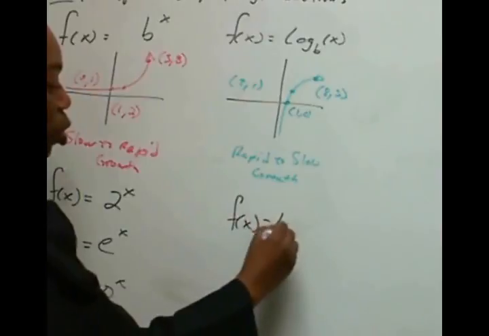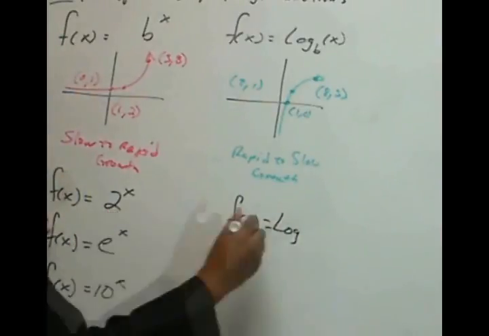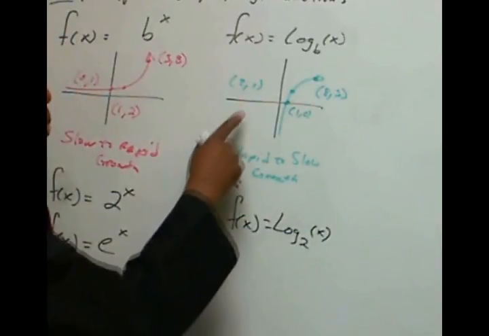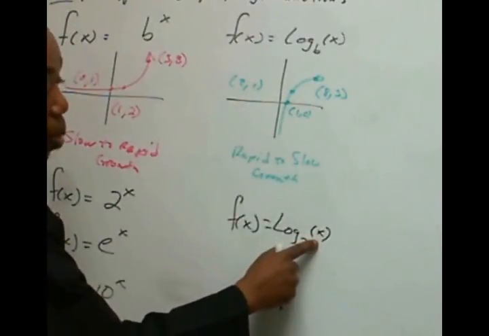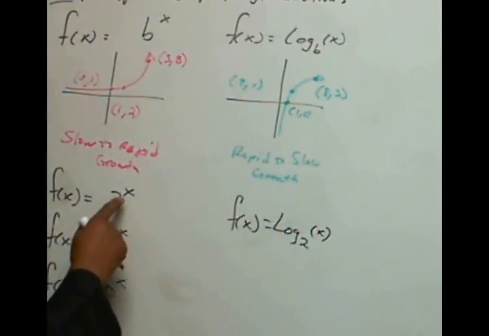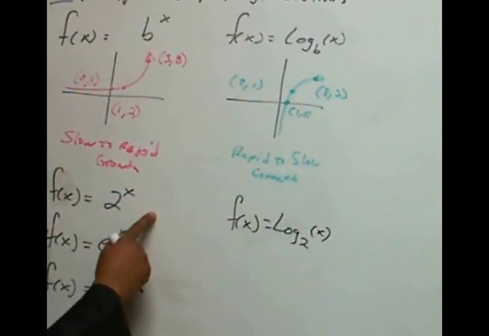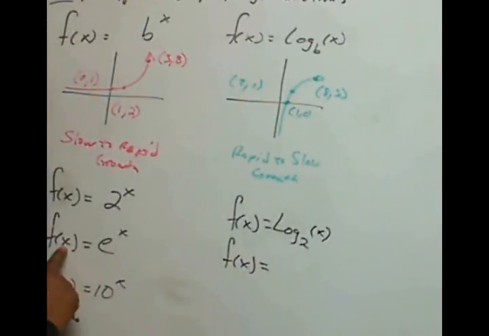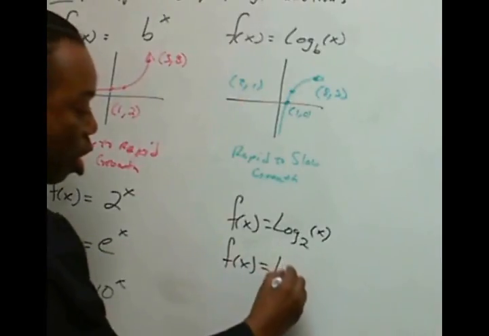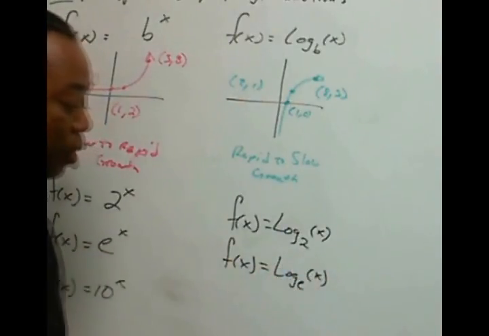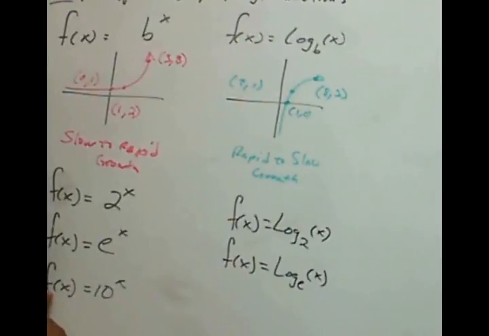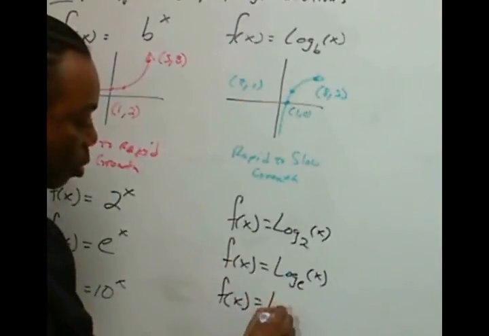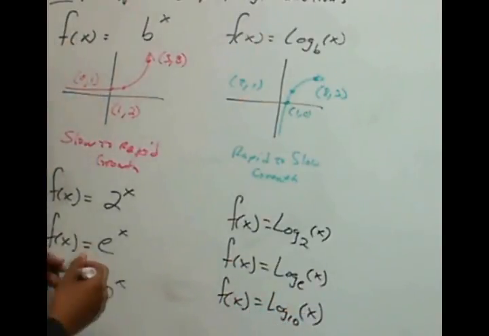f of x equals log, with the base that the exponential came from, of x for the input. So if you input a 1 into this, the output will be 0, whereas if you input a 0 into the exponential, the output will be 1. Next, the inverse function for f of x equals e to the x will be log base e of x. And the inverse for f of x equals 10 to the x will be f of x equals log base 10 of x.